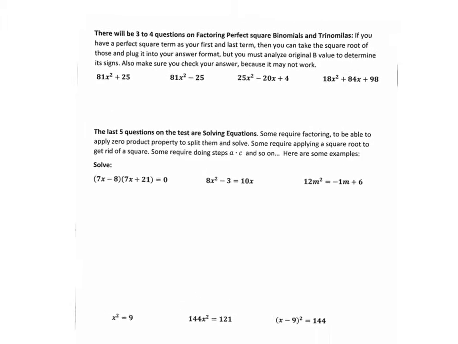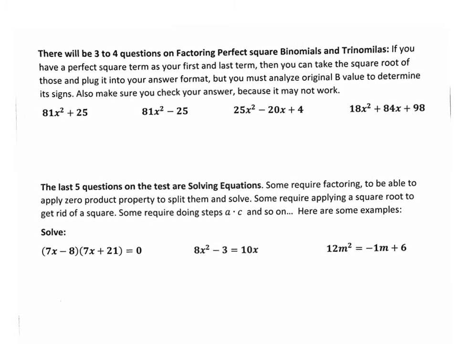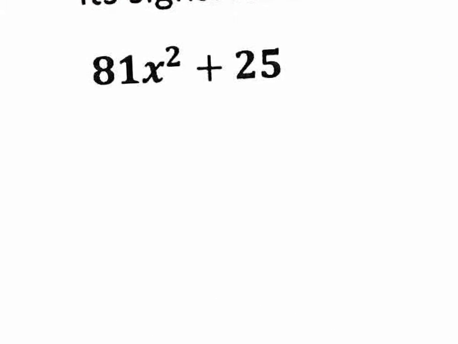So there are other videos that I've posted on the rest of this practice test, or the study guide for the big test, but I did not make a video on these four right here on the back side. It says there'll be 3 to 4 questions on factoring perfect square binomials and trinomials. So if you have a perfect square term in the front and in the back, you might be able to square root it and put it in your factored format.